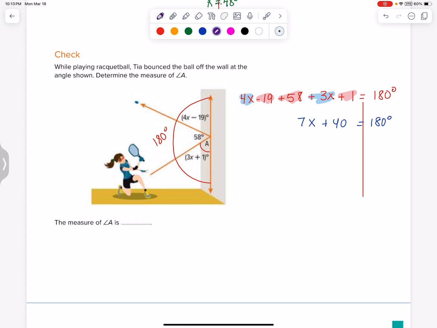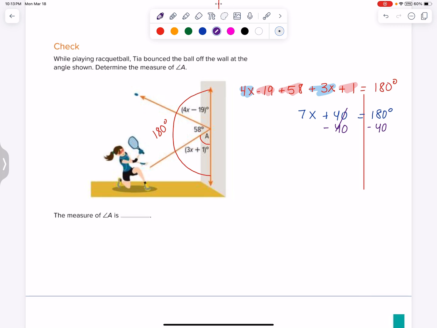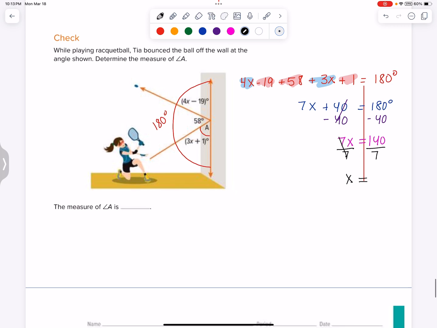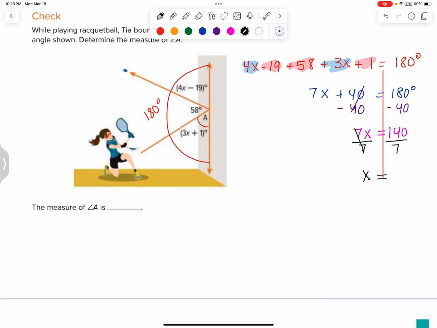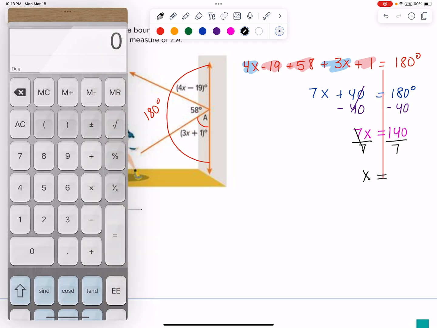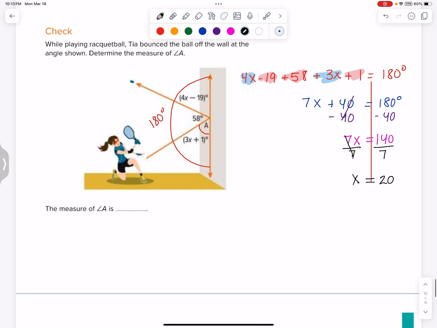So now we can go ahead and start getting the variable by itself. Subtract 40 on both sides, opposite order of operations. So we now have 140 equals 7x. And let's get that x by itself. Divide both sides by 7 and cross it out. And we have x equals, well, 7 times 2 is 14. So that's a hint of what the answer is going to be. 140 divided by 7, and we have 20. Okay. So now that's just what x is.